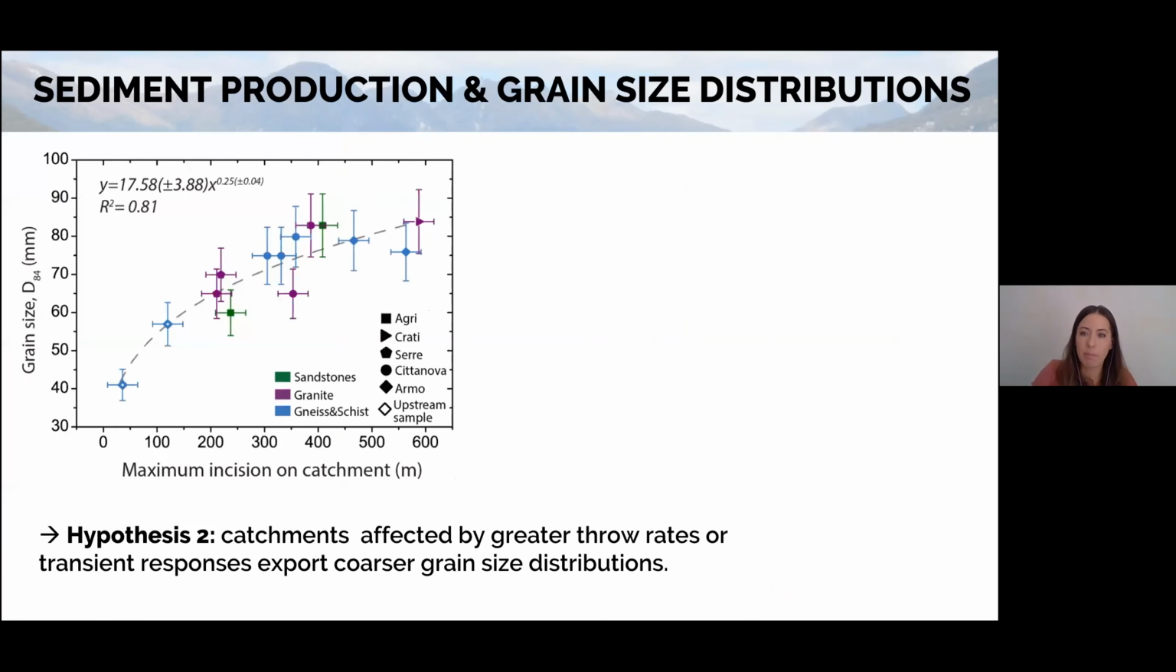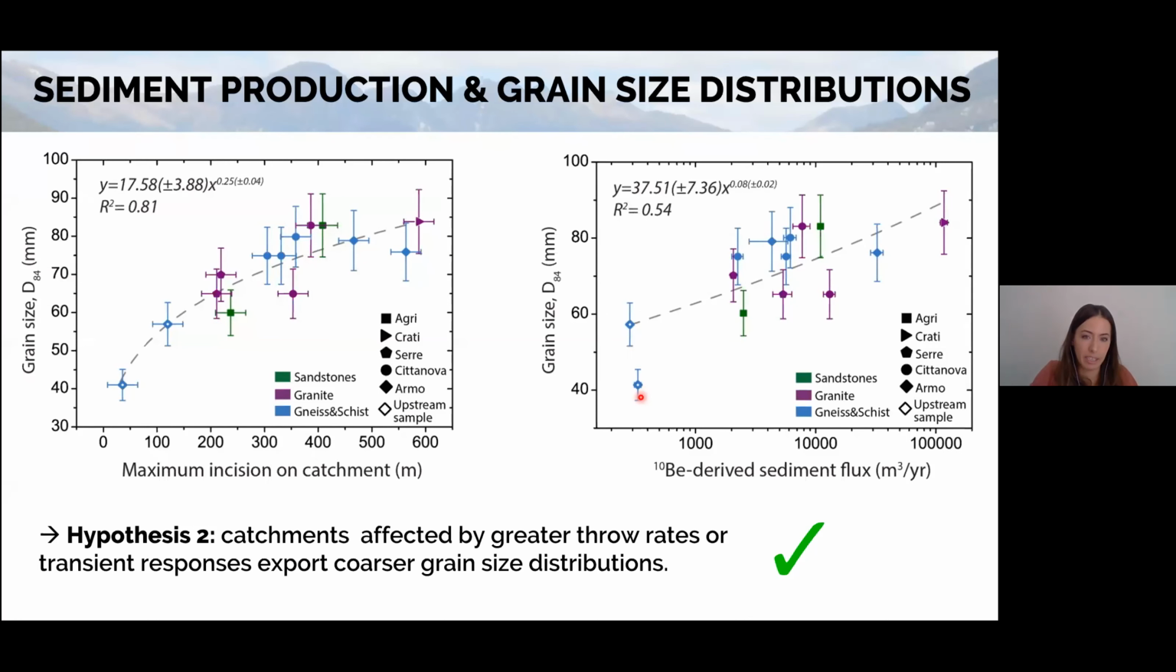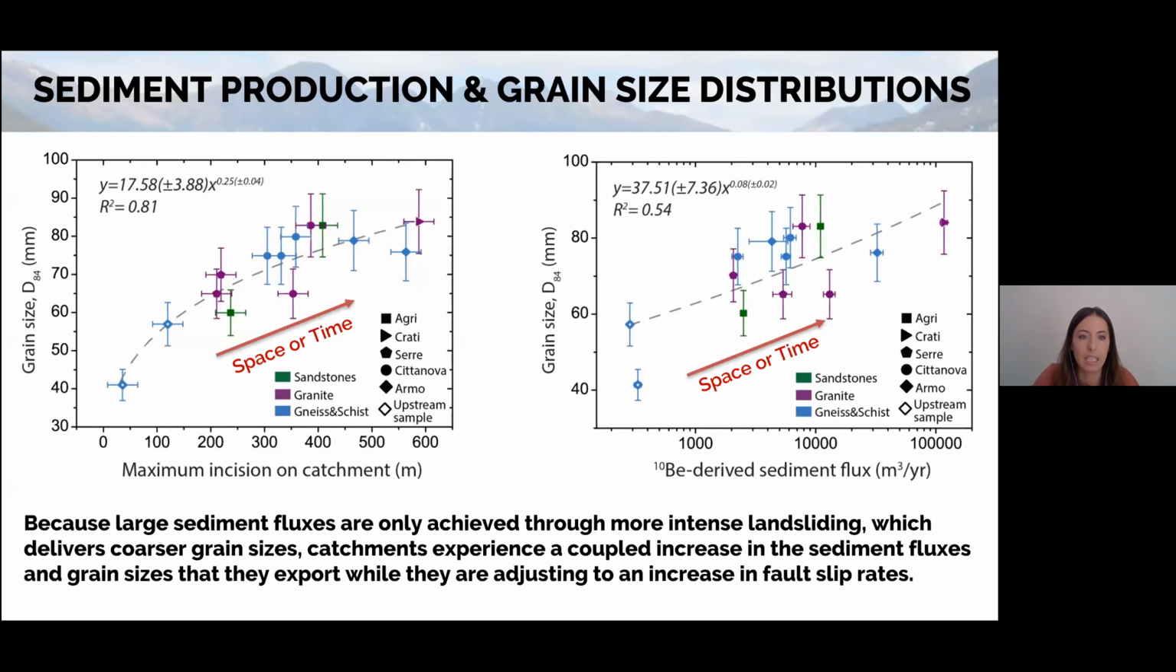To test this, we also measured the grain size distributions in the fluvial sediment in the same locations where we took our beryllium-10 samples. Here again, I'm showing the 84th percentile of the distribution against the maximum incision in the catchment. We can see that over a 600 meter increase in incision, the grain size basically doubles. We also find that the 84th percentile correlates with our beryllium-10 estimated sediment fluxes from the catchment. So we can confirm this hypothesis. This is due to the fact that large sediment fluxes in this area, at least, can only be achieved through more intense landsliding, which we also know delivers coarser grain sizes.